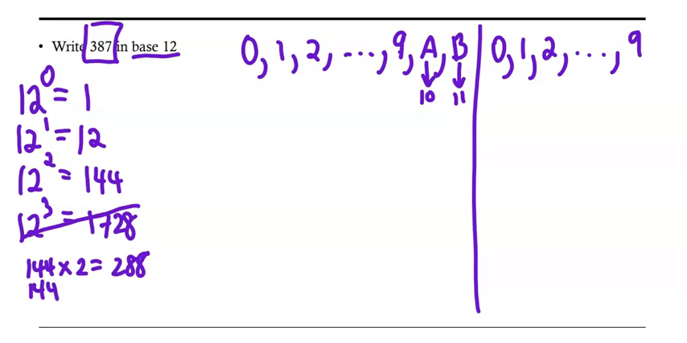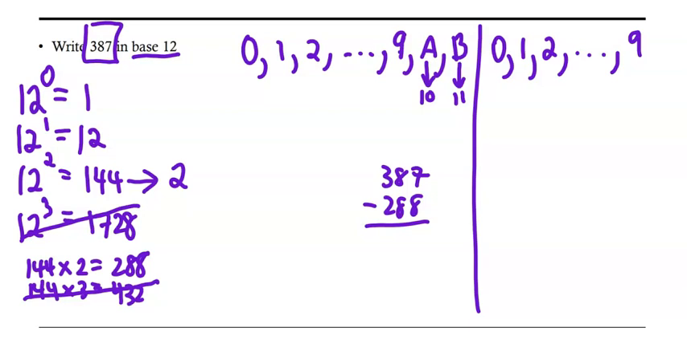You could try 144 times 3, which is 432. That is too big, bigger than 387. So what you know is that this number right here goes in twice into the 387. So we take our 387 and remember twice 144 was 288. Well, we're going to subtract and get the difference here. So 387 minus the 288, and we get 99.